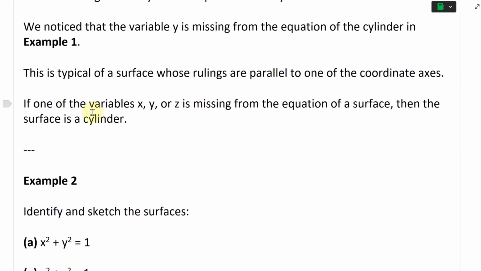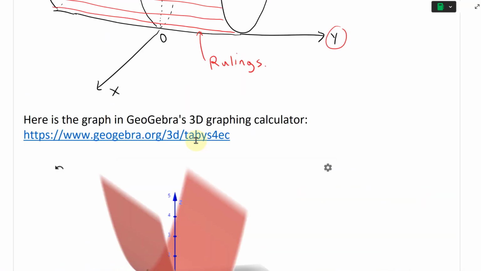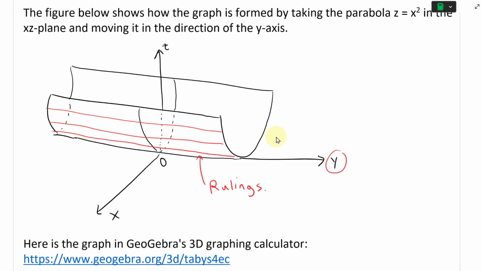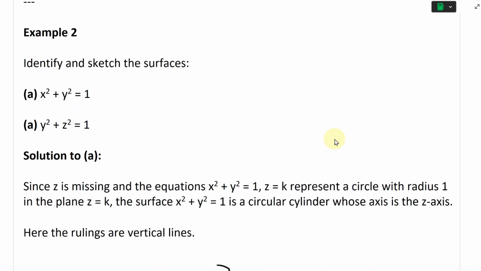So if one of the variables x, y, or z is missing from the equation of a surface, then the surface is a cylinder. That's a good note right there. Basically, whatever shape you have is going to be extended out infinitely. The y is missing here, so we're going to extend this out for whatever value of y there is. So that brings us to example 2.